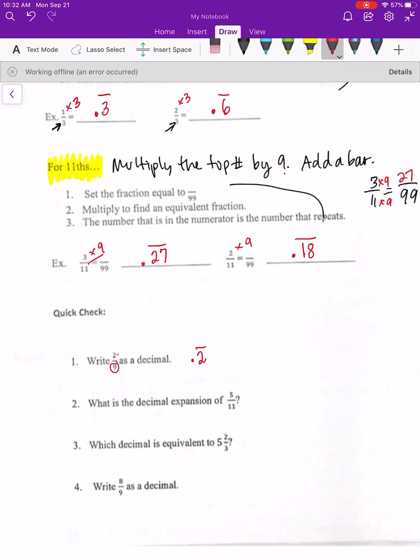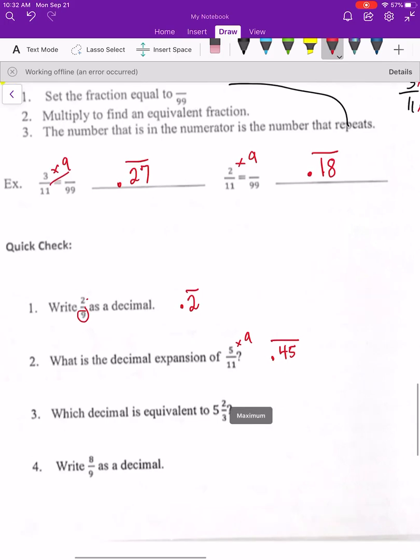What is the decimal expansion? Just fancy for what is the decimal for 5 11ths. So 11 says right here, for 11ths, take the top number and multiply by 9. So 5 times 9 is 45. Add a decimal point, add a bar. Done.